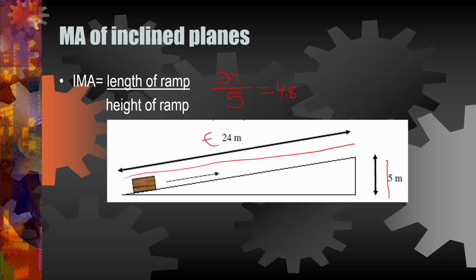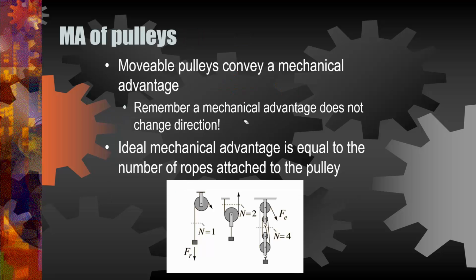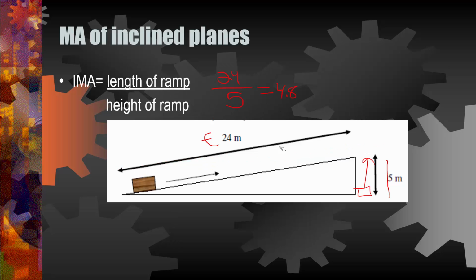So that means it is 4.8 times more efficient to move this block up this inclined plane than it is to pick up this block from here and lift it straight up. Now it has a trade-off. We have to go a really, really far distance to get that advantage, but it's still an advantage nonetheless.